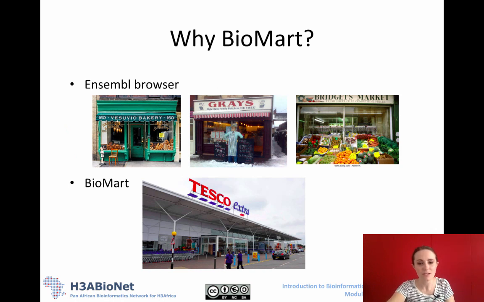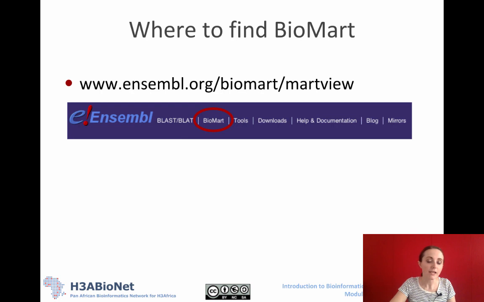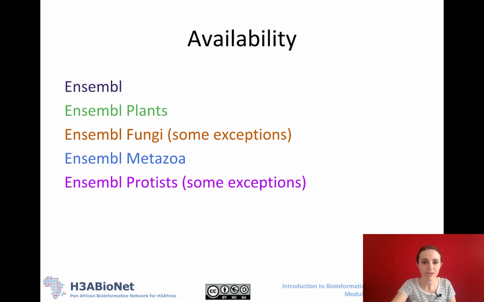So why would you use BioMart? Well, if you're working with a lot of genes and you want to get information about a lot of genes, using the normal browser is kind of like doing your shopping by going to lots of individual shops. So going to a bakery and going to a butcher and going to a greengrocer. Whereas using BioMart is like going to a massive supermarket. You can just get everything in one go. And you'll find BioMart at the top blue bar of all the pages in Ensembl. It's available for Ensembl Plants, most of Ensembl Fungi, Ensembl Metazoa, and most of Ensembl Protists.